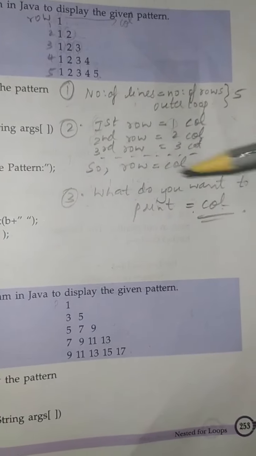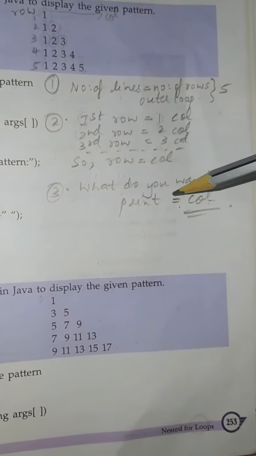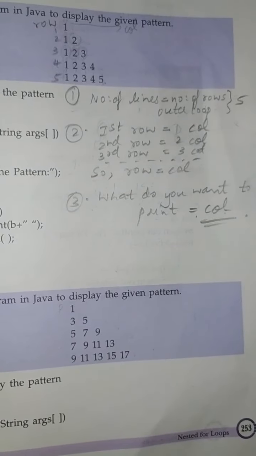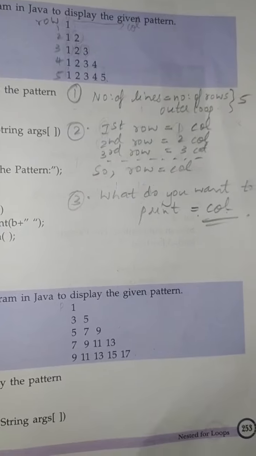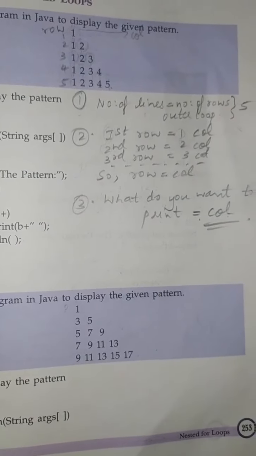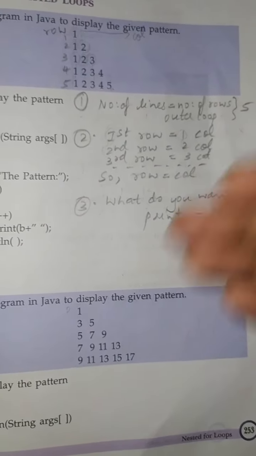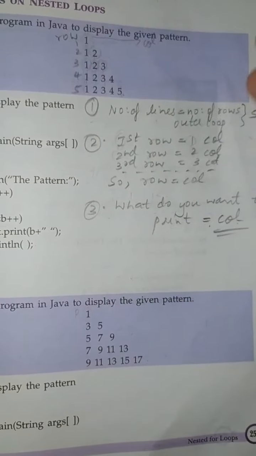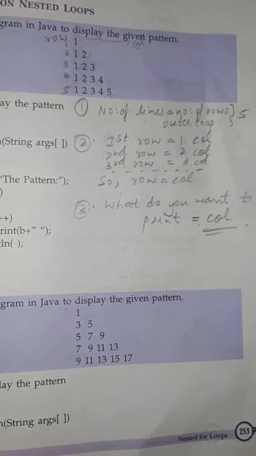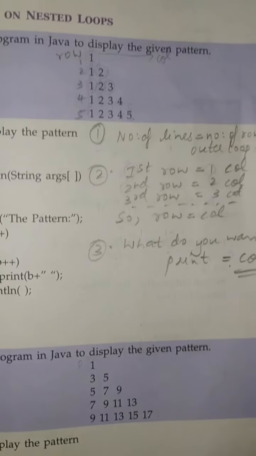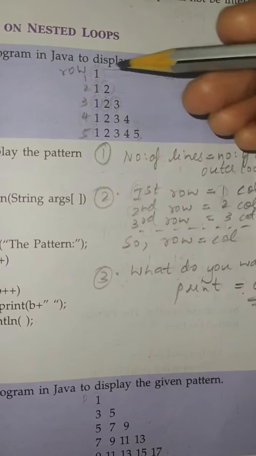And the third step: what do you want to print? Rows or columns or any other characters? You have to find the type of element. In some programs you can see the star symbol, and in some programs you can see different patterns. So you have to find out what you have to print, columns or rows. So check this design again.